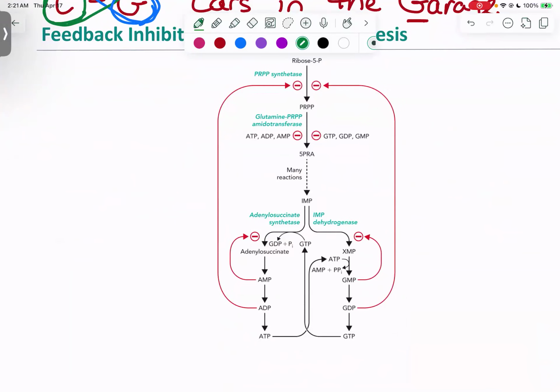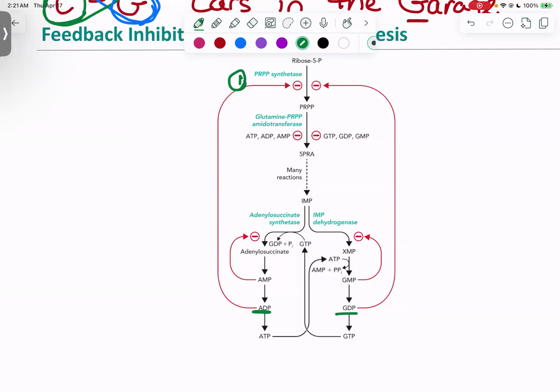So if we look at how this gets regulated, we have a couple of steps where this happens. The very first point of feedback inhibition in purine biosynthesis is PRPP synthetase. PRPP synthetase is inhibited by both ADP and GDP. It prevents that expenditure of 2 ATP to convert my ribose 5-phosphate to PRPP, because if I can recycle the PRPP that I already have in the cell, great.